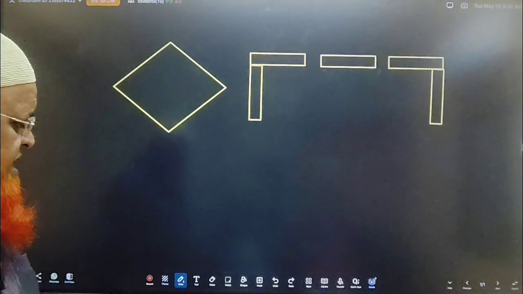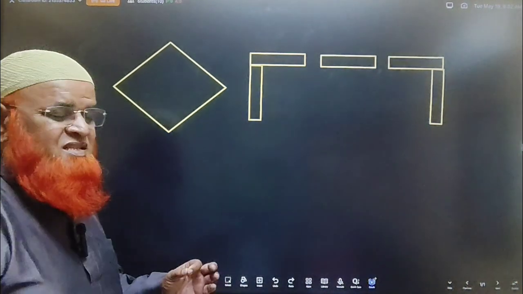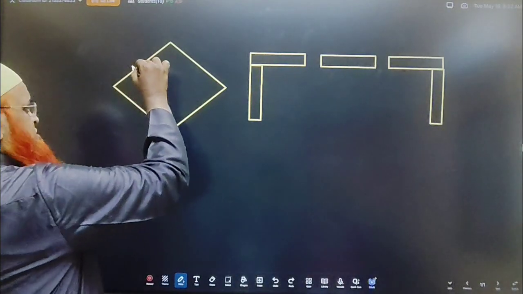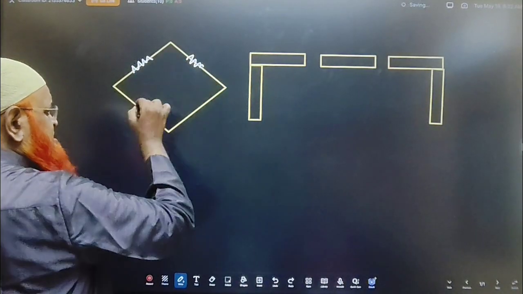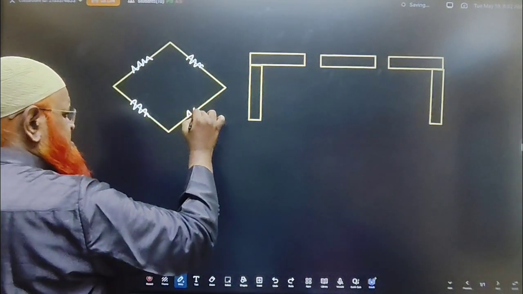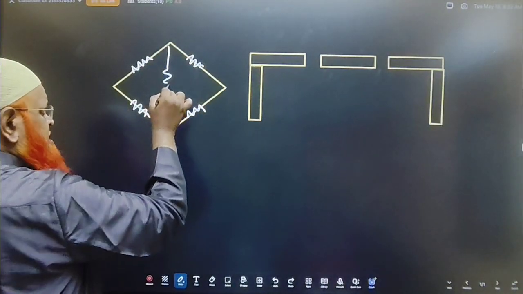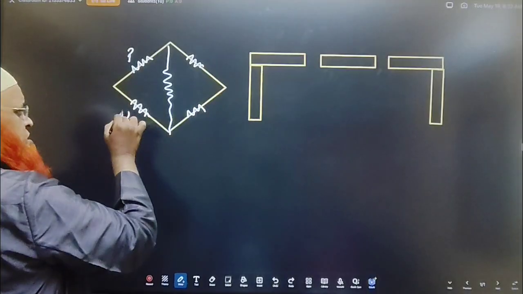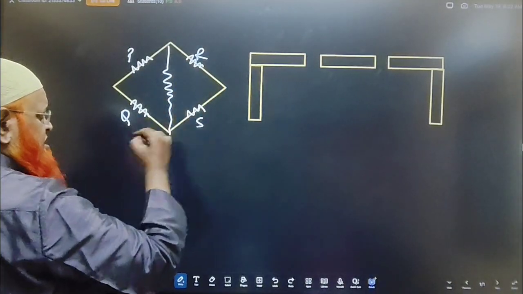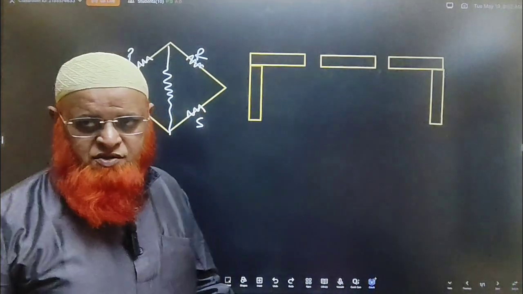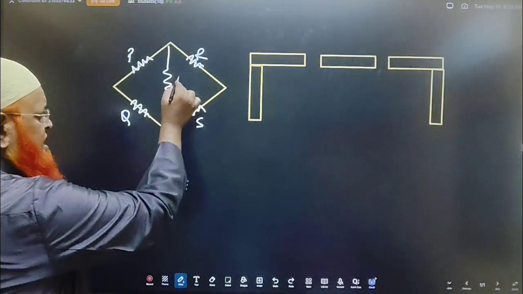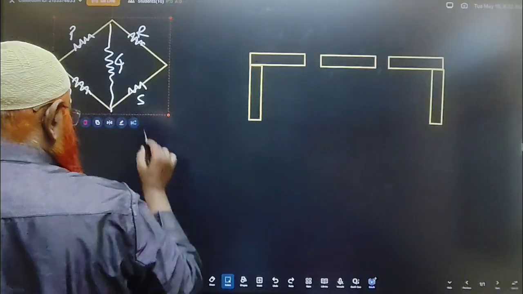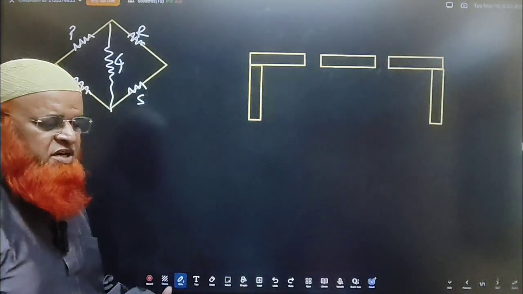What is the concept behind this? Meter bridge works on the basis of the Wheatstone bridge. Here, the Wheatstone bridge has one resistance, another resistance, and this is one resistance, this is another resistance, and in the middle there is one resistance. This is called a Wheatstone bridge, where this is taken as P by Q and this is taken as R by S, isn't it? And what is the middle resistance? It is called a galvanometer. So this is the basic principle behind the meter bridge.